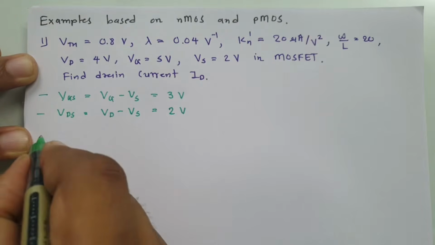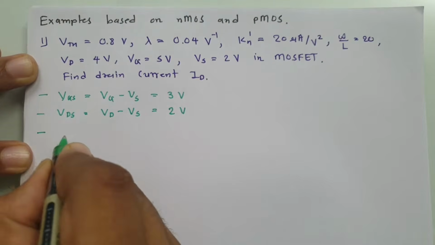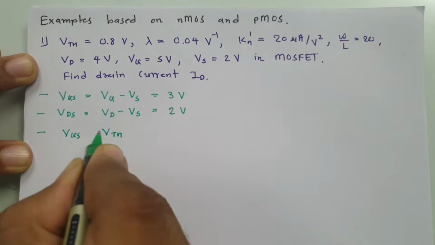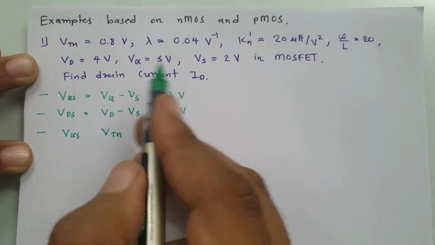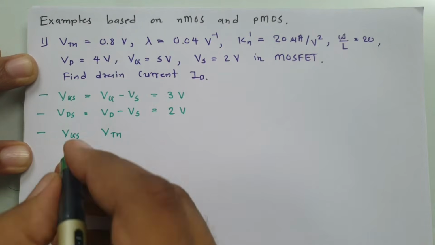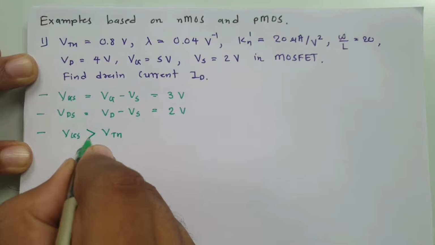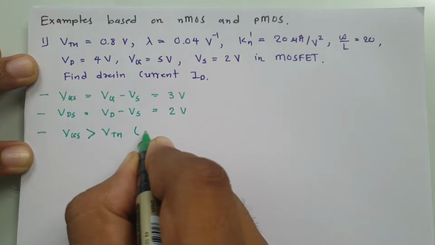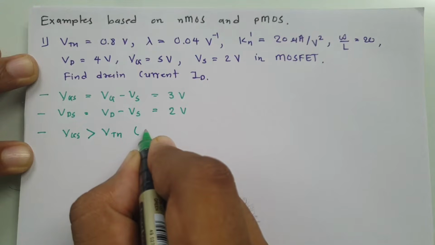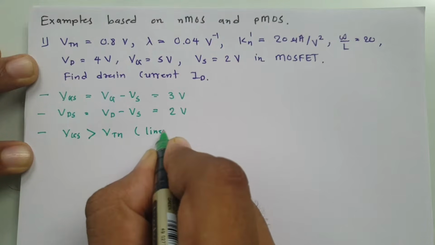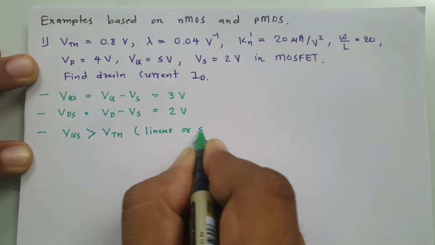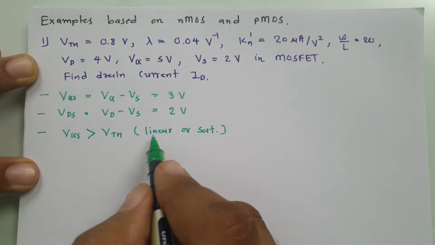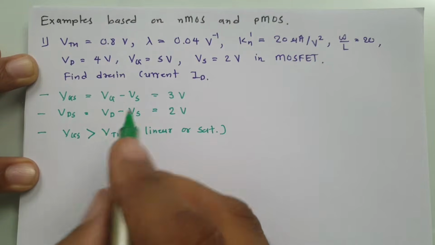Now first we need to identify the relation between VGS and VTN. VGS is 3 volt and VTN is 0.8, so we can say VGS is greater than VTN. That means our MOSFET is not in cutoff region, so obviously it should be in linear or saturation region. Now we will try to identify out of linear or saturation region in which region the MOSFET is.